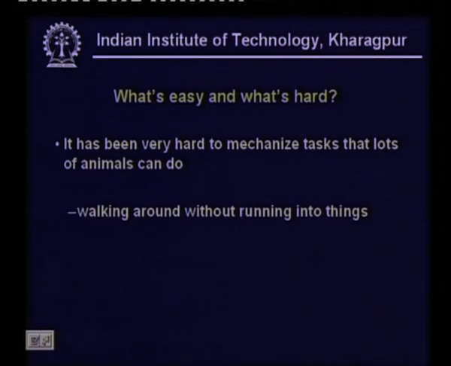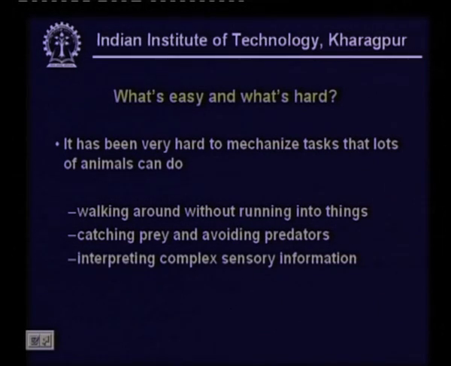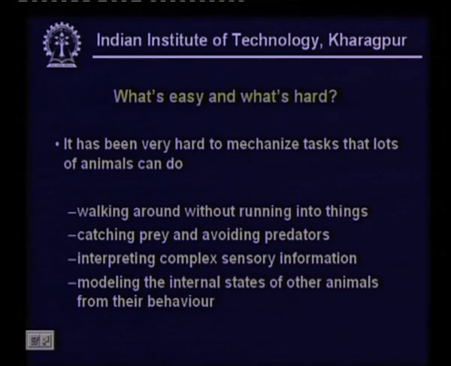However, there are certain things that humans and animals do quite effortlessly. For example, walking around without running into things, catching prey and avoiding predators, interpreting complex sensory information, modeling the internal states of other animals, trying to understand what they are thinking about us and how to plan what to say, and so on. And also working as a team or collaborating. Unfortunately, these tasks have not been easy to do by machines.